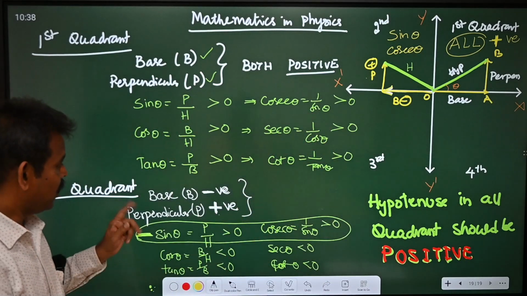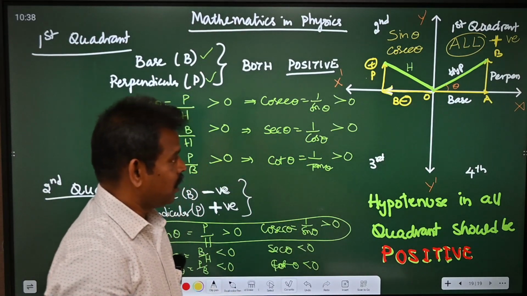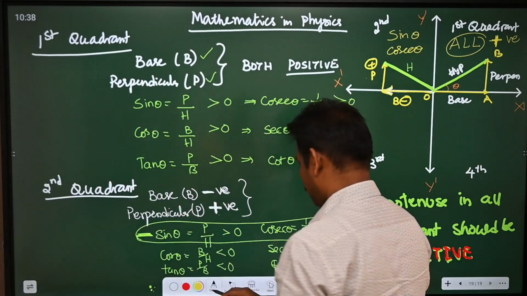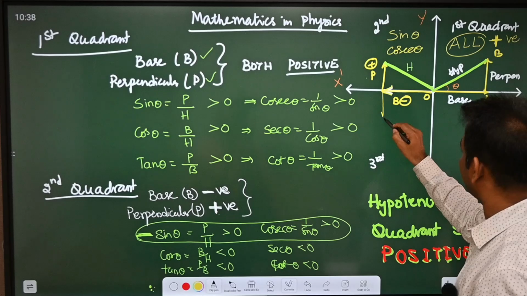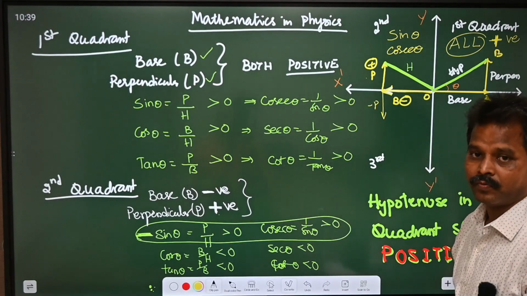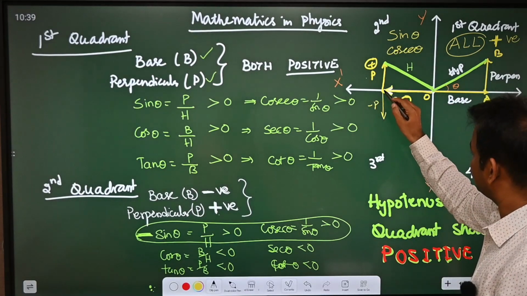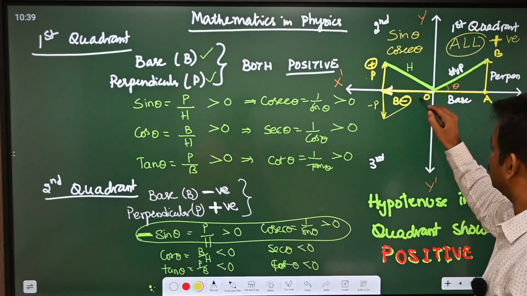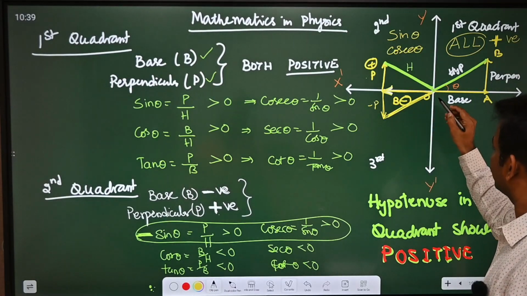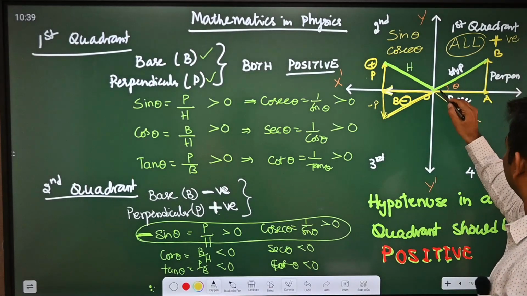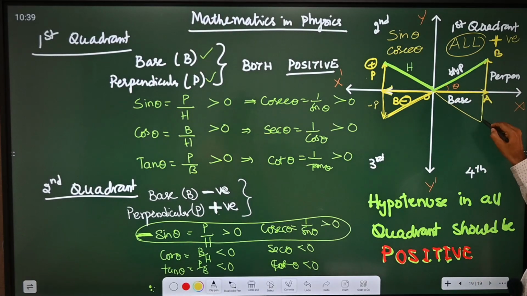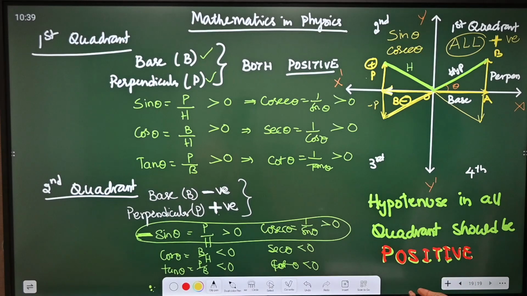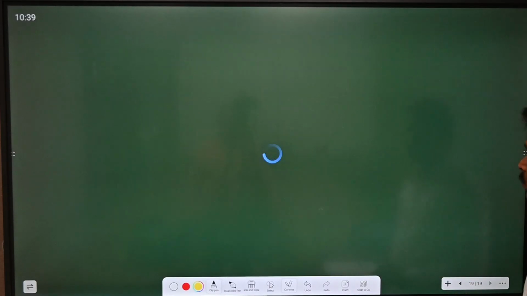positive in the second quadrant. Now we will come to the third quadrant. In the third quadrant, it is clear that the base is negative, and the perpendicular is negative. Base already negative, perpendicular is negative, and this is the hypotenuse. Fourth quadrant, base is positive, perpendicular is negative. So now we will see the remaining two quadrants.